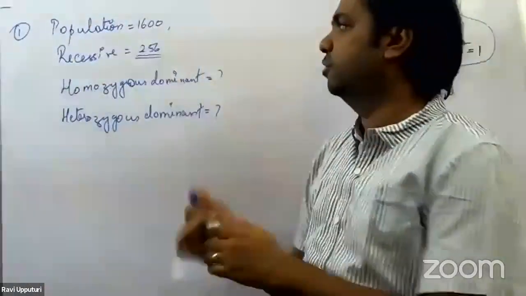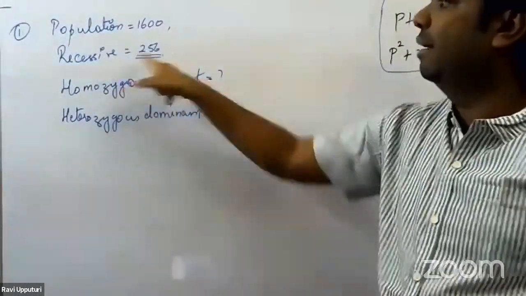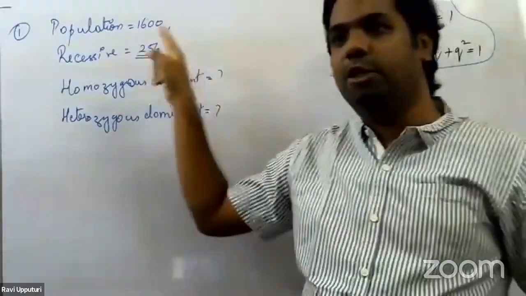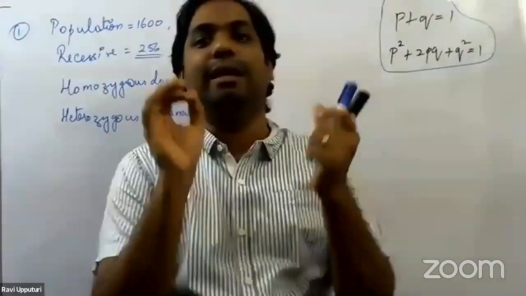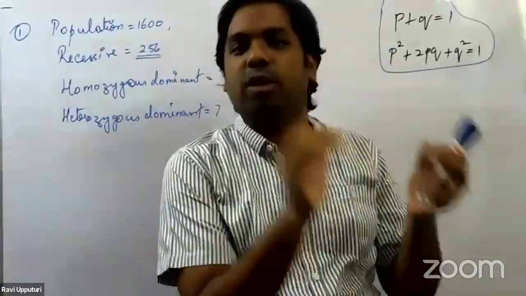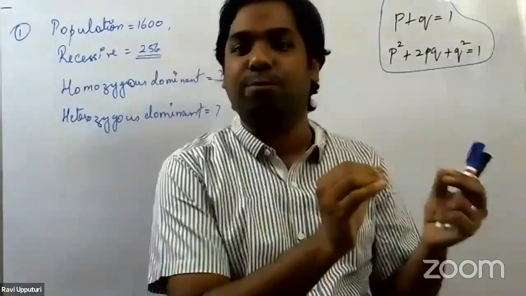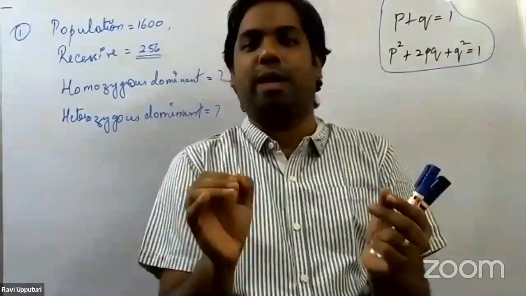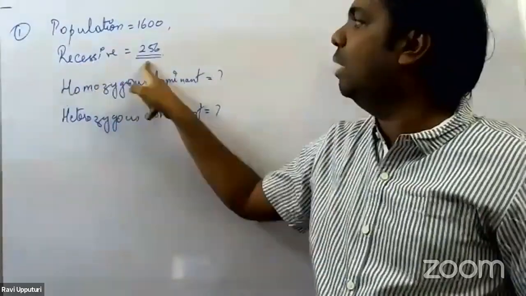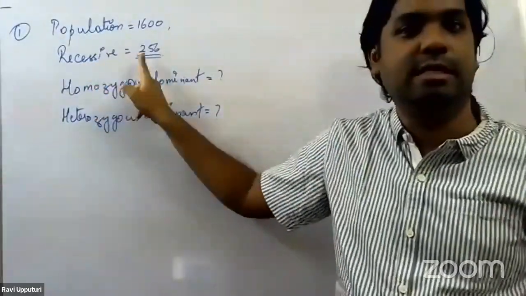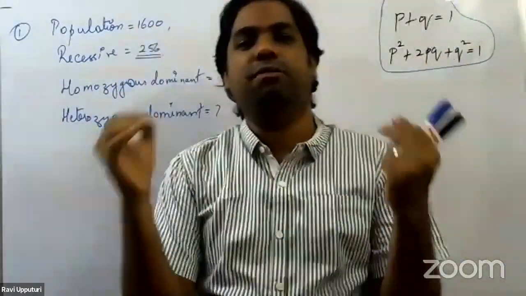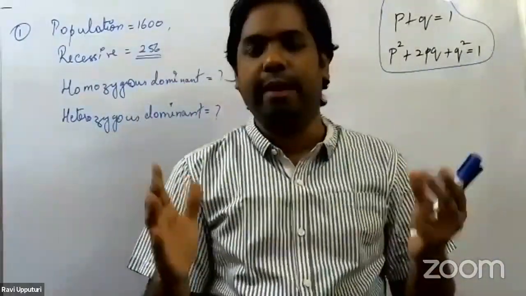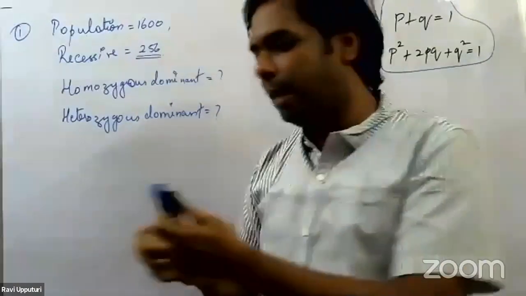Now let's get back to this. The first thing they have given is recessive individuals, that is 256. When we say recessive individuals, we are talking about the recessive genotypes and not the recessive alleles. Now, from this data, let us first find out the recessive genotypic frequency.